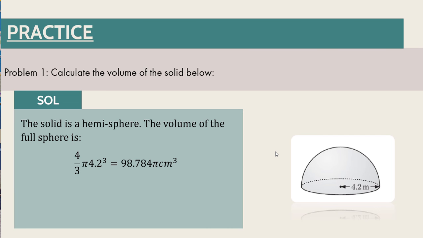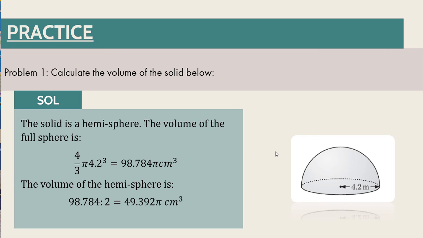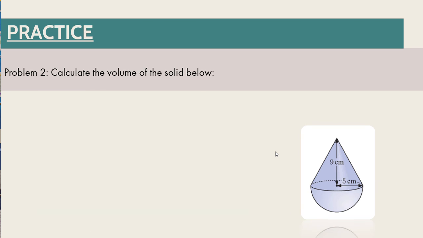The volume of the full sphere is 4/3 pi times 4.2 cubed, and it is equal to 98.784 pi cubic centimeters. And the volume of the hemisphere is 98.784 divided by 2, which equals 49.392 pi cubic centimeters. I think problem number 1 is quite easy. Now problem number 2.